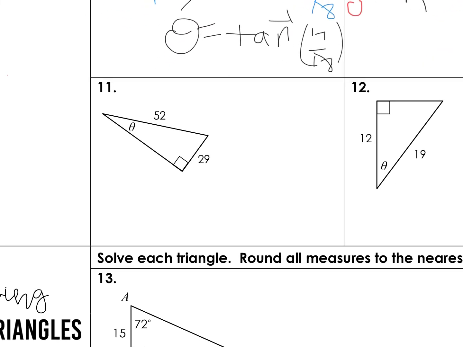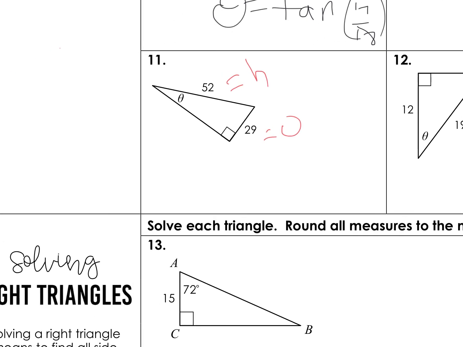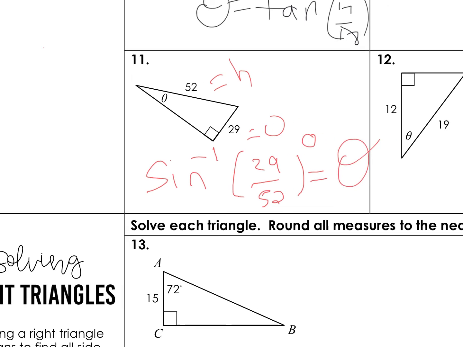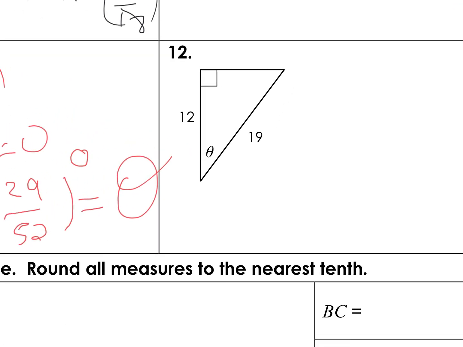Without even doing, no, that's not arctangent. Almost got tricked. This is the hypotenuse. This is the opposite. That's going to be arc sine. Inverse sine of opposite over hypotenuse, 29 over 52, will be equal to theta. Degrees.